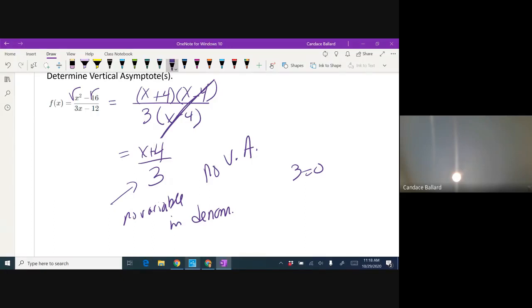It doesn't make sense to set 3 equal to 0. There is no way to solve that.